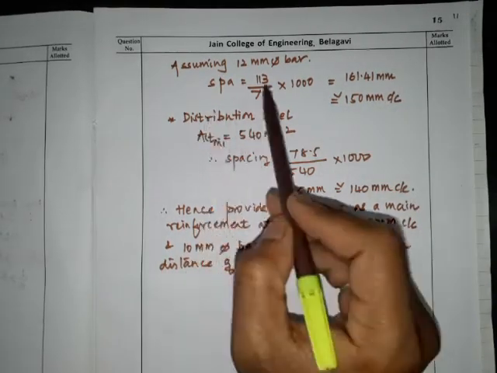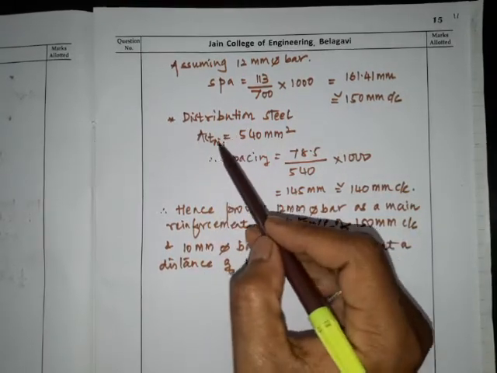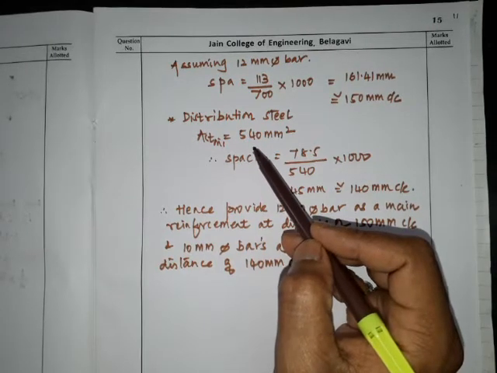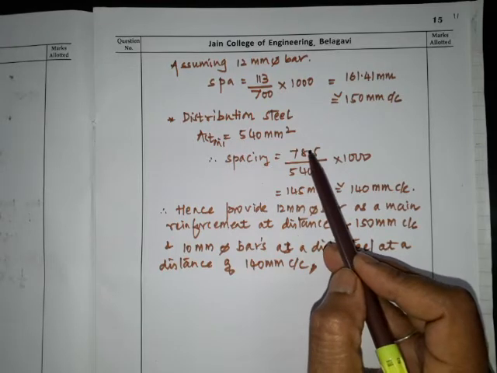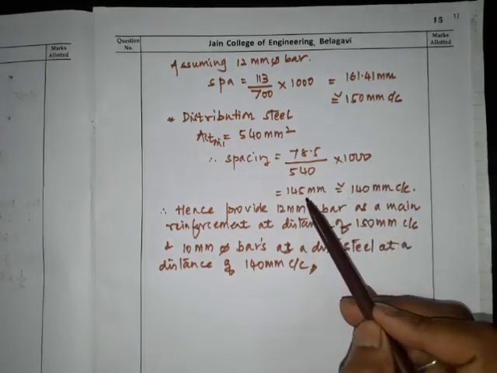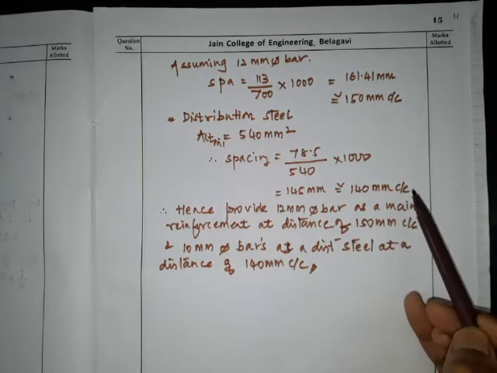And after that, this is regarding main reinforcement. We have to provide the distribution steel also. So for that you have to use Ast minimum, and already we have got it. Ast minimum is 540 mm square. So spacing will be again area of one bar divided by total Ast into 1000. So 145 mm. So I round figure to 140 mm center to center.